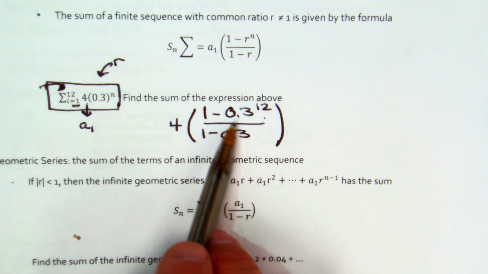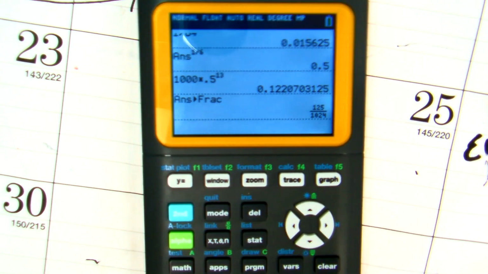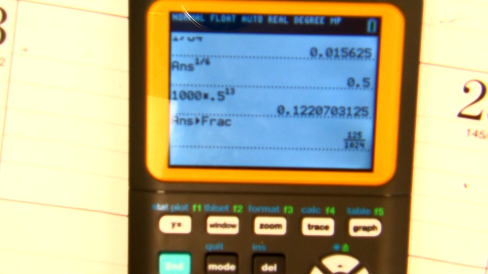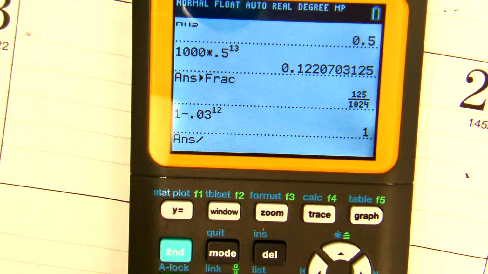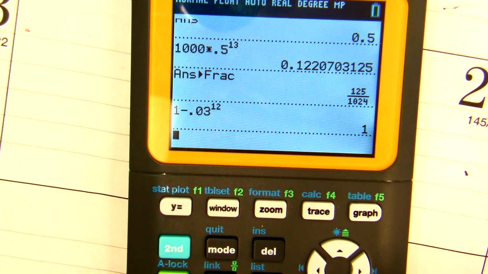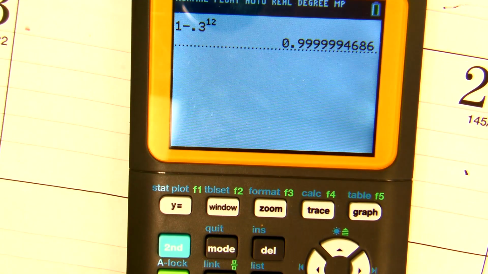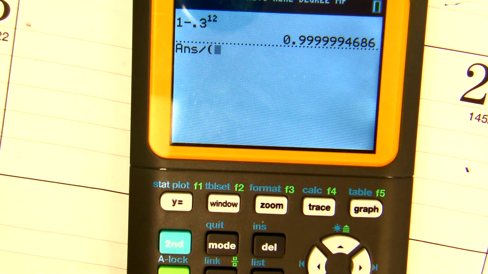So in other words, what I would do is I'd go right to my calculator. This is exactly how I would compute it. I would do 1 minus 0.03 to the 12th first. That gives you that, which I get. Divided by parentheses 1 minus 0.3 to the 12th gives me that. That's the numerator. Divided by parentheses, what? 1 minus 0.3.